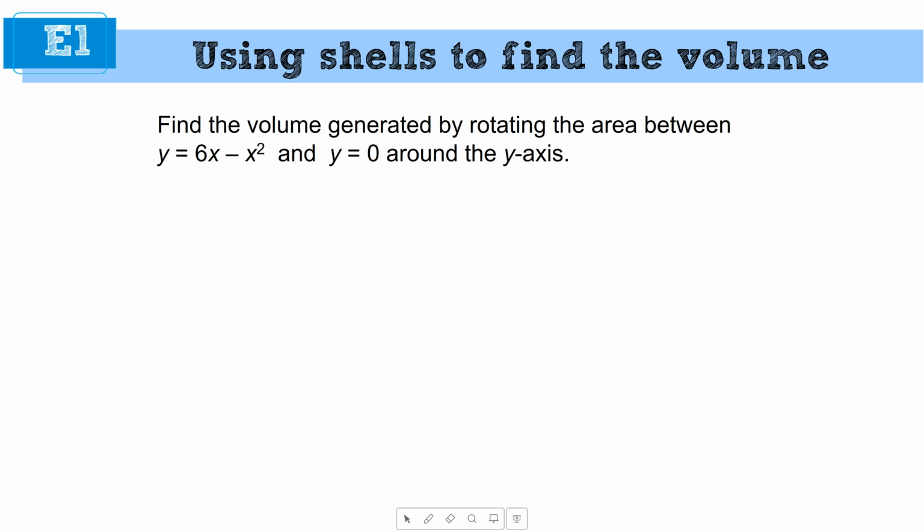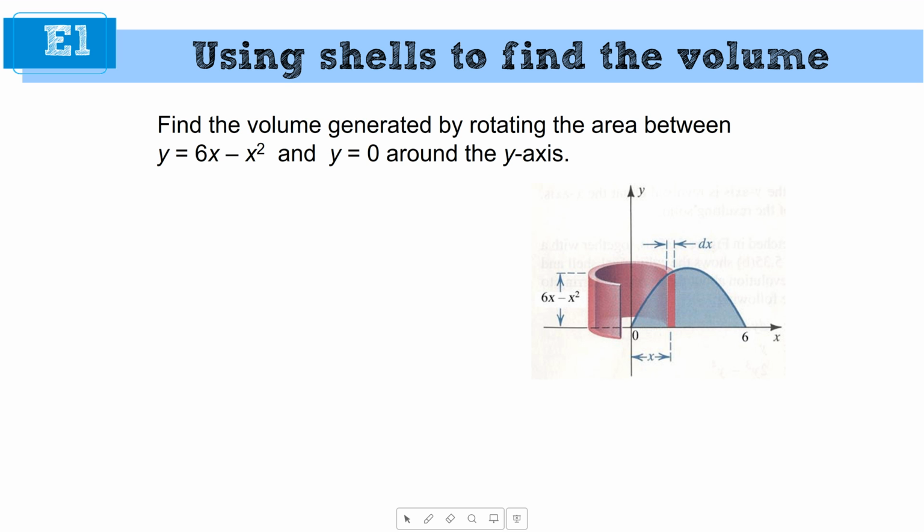Okay, so here we go. I've got a parabola. What can you tell me about that parabola? It's opening down. That 6x is going to do something weird to it. What about the line y equals 0? Also known as the x-axis. Okay, so we get that picture. The blue part is the bounded region we're talking about. It's an upside down parabola. It's got x-intercepts of 0 and 6. And then you'll see inside that region I have a representative rectangle. We're going to spin it around the y-axis.